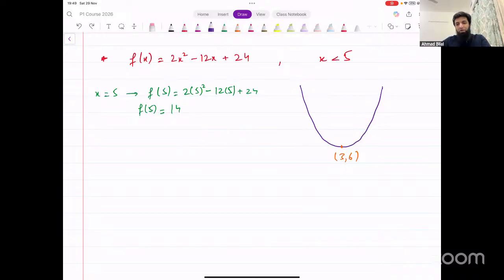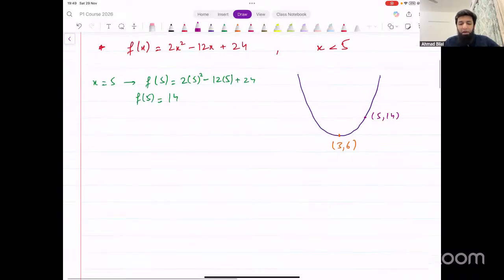Is it going to be on the right side of the turning point or on the left side? On the right side, right? Because at the turning point, x is equal to 3. So let's mark that point. It's going to be somewhere on the right. Let's suppose it's here. And this point is 5 and 14.